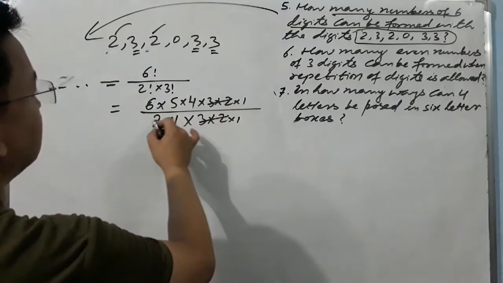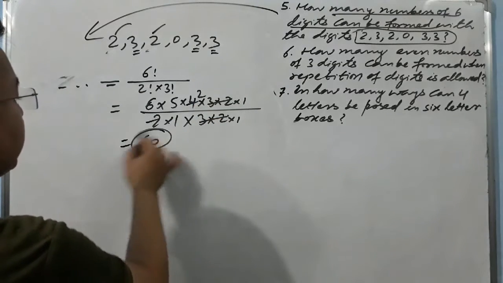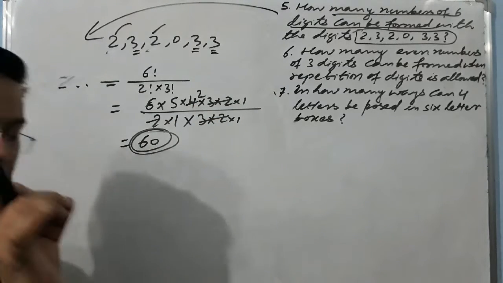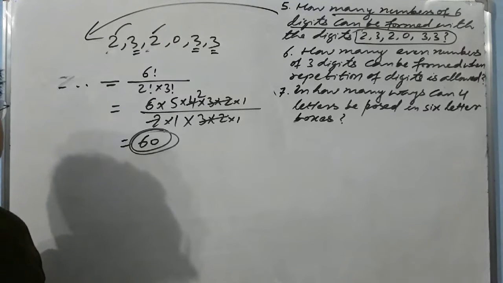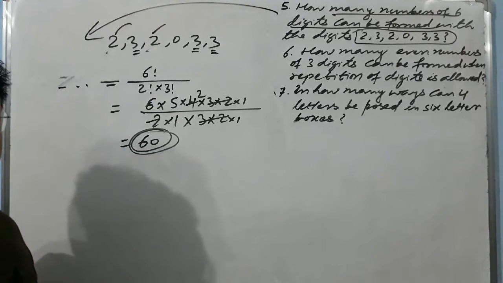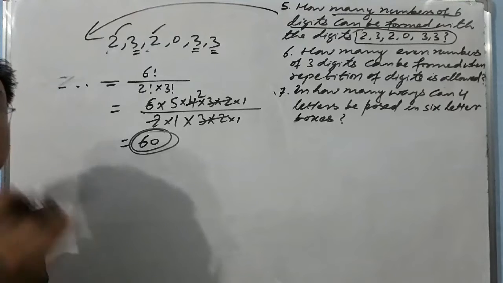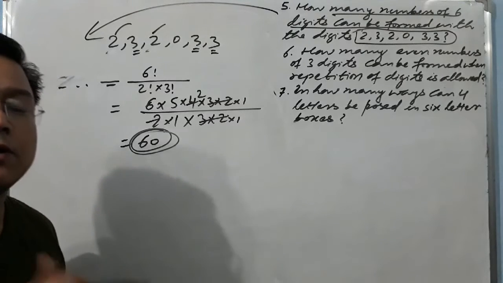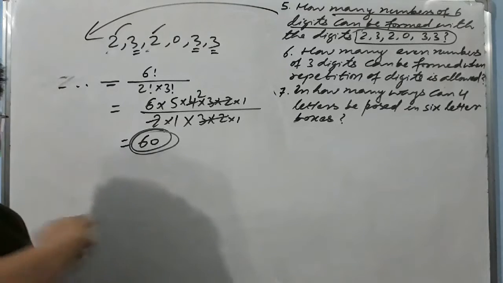Okay, cancel, and 2 here, 2 times 5 is 10, here 60. Listen to me very carefully. 60 numbers, right? 6 digit numbers we will get, in which 0 may come at first from the left side, or 0 may not come at first.